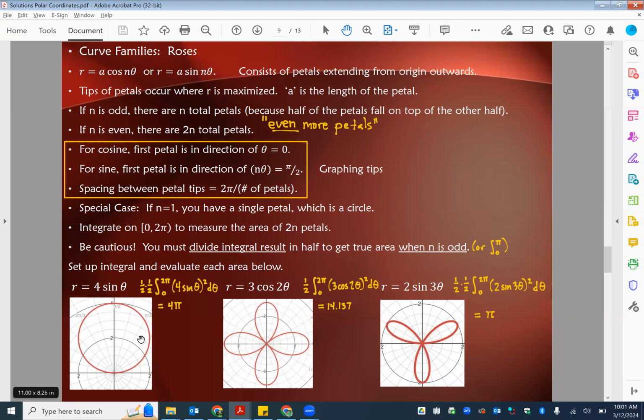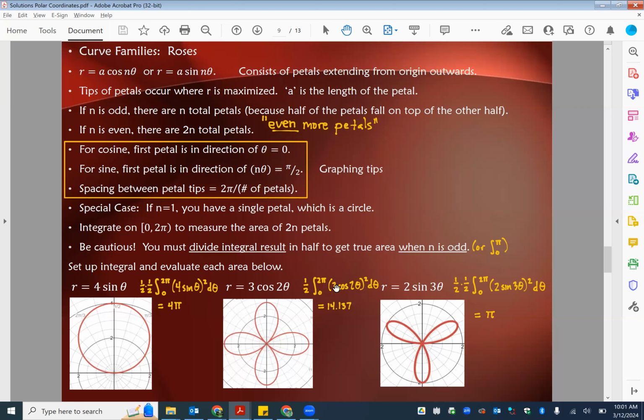If I want to find the area within, I'm using our formula from the previous page of 1/2 r squared d theta, but I have an additional 1/2 multiplied on because n is odd. And if you work that through, you'll get an answer of 4 pi, which conveniently matches our geometry. A circle of radius 2 into pi r squared is going to get you also 4 pi.